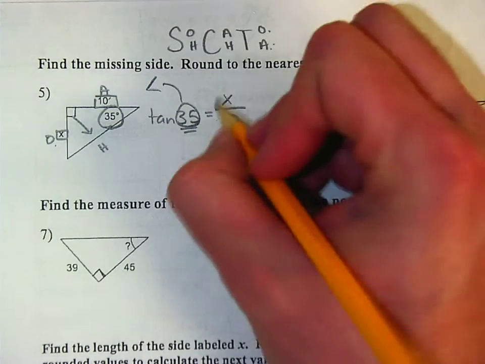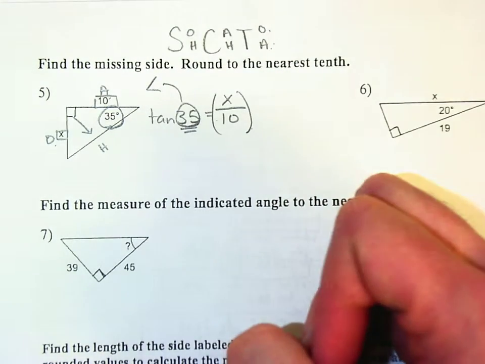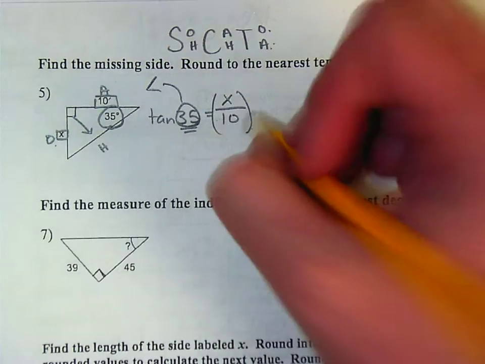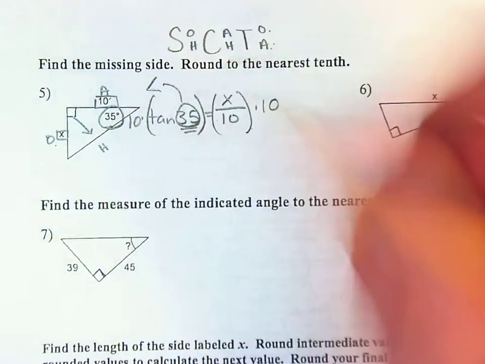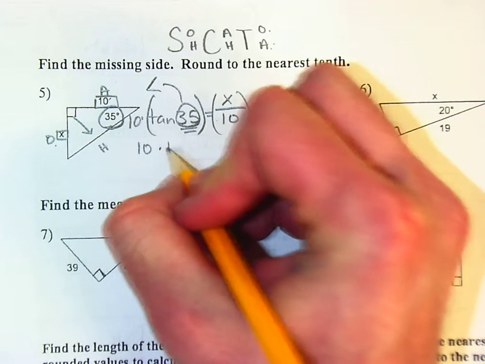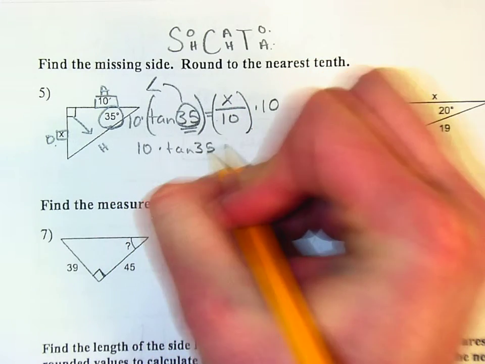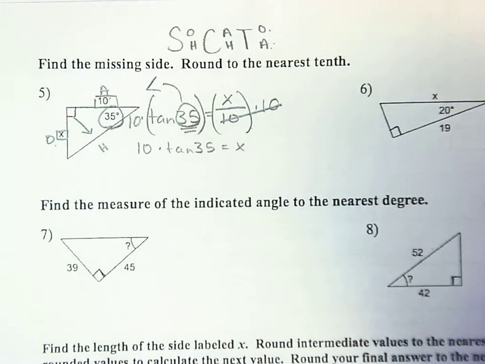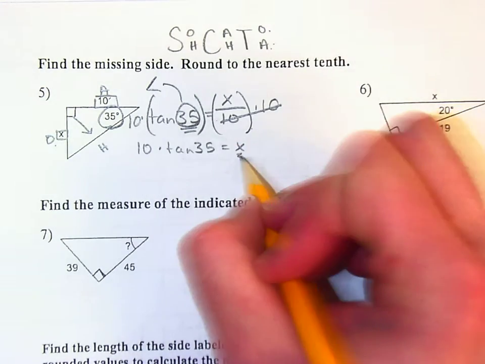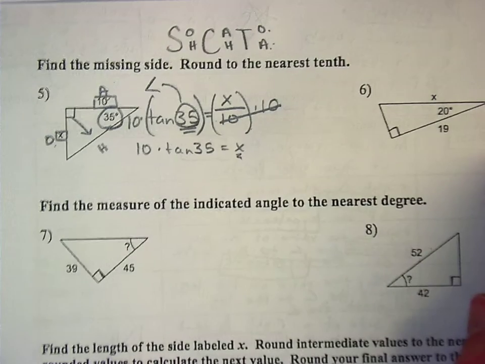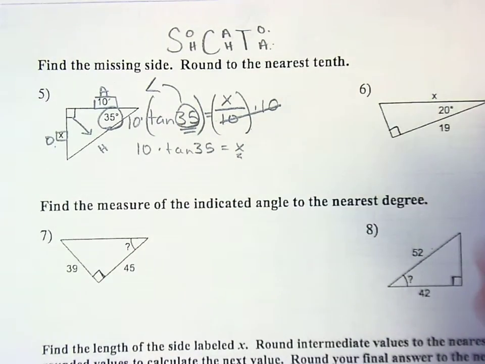Well, the next thing I'm going to do is just solve for x. I need to get x alone. I'm going to do that first by multiplying by the denominator. Multiplying by that denominator, you get 10 times tangent of 35 equals x. All right, well, x is alone now, so I can just plug this into my calculator exactly how I see it.